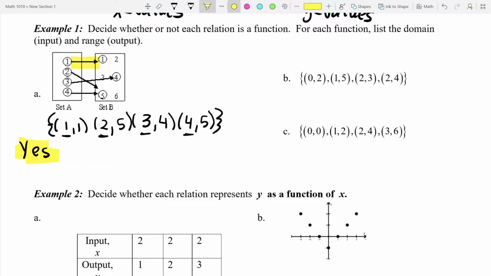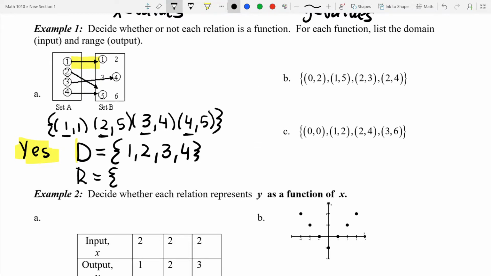Okay, so read the directions. If it is a function, list the domain and the range. Everybody go D equals. That stands for domain equals. Then I want you to make that symbol again. That's called a brace. Then you list the x values, which are 1, 2, 3, and 4. Close your brace. Then the range, like we said before, is a list of y values.